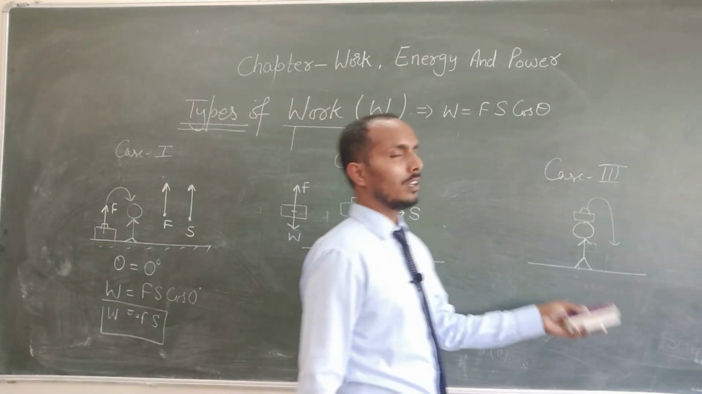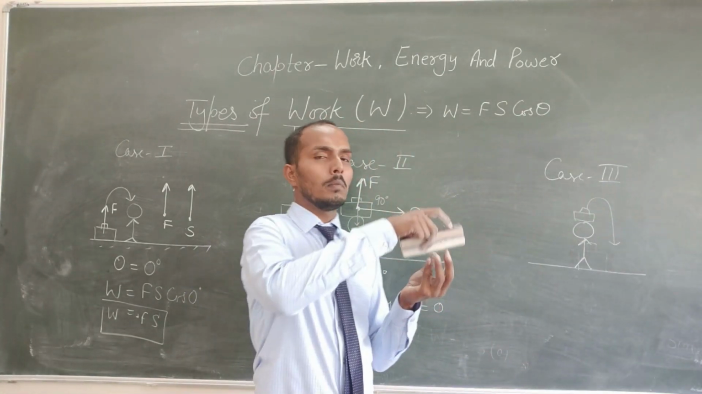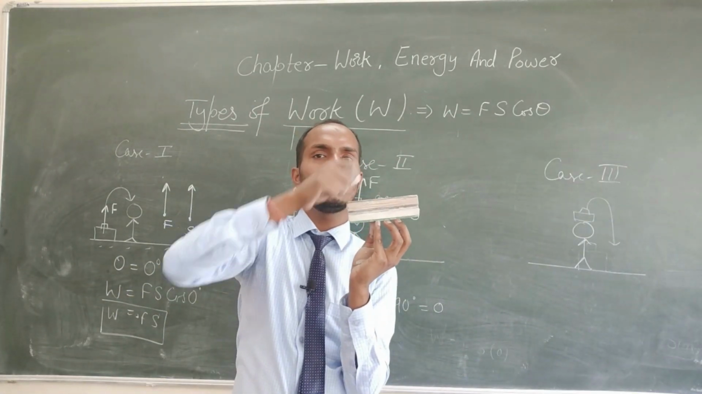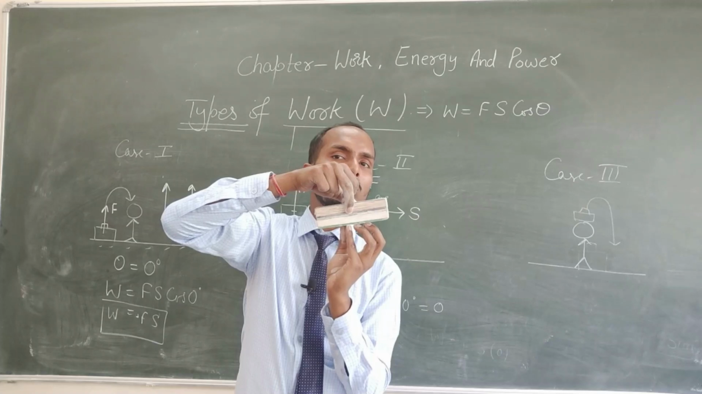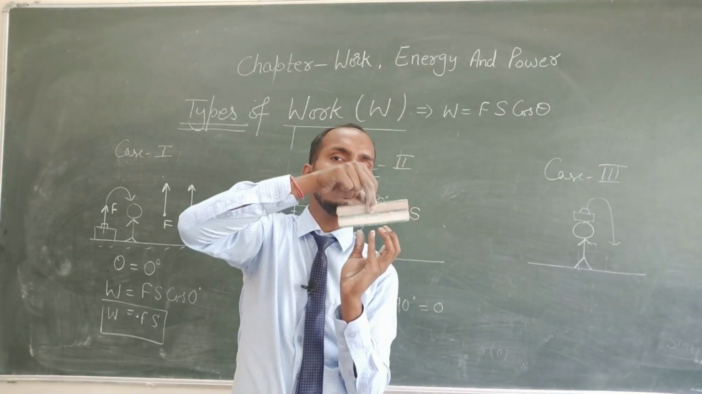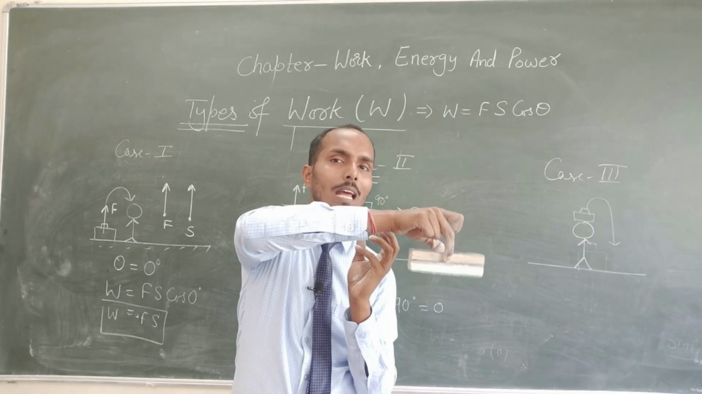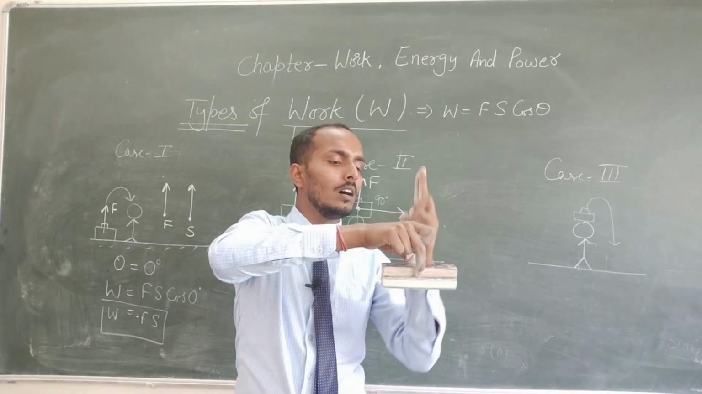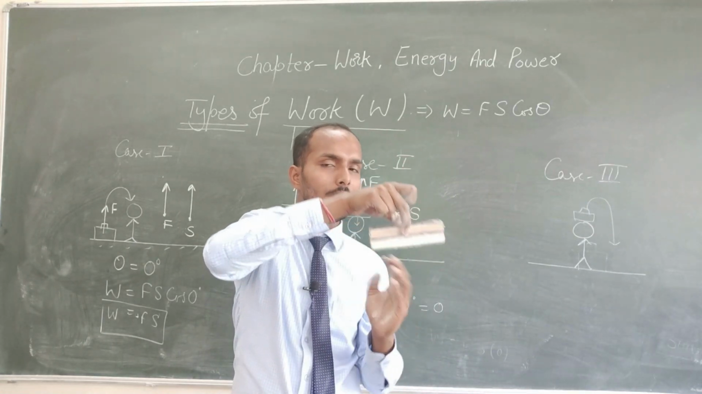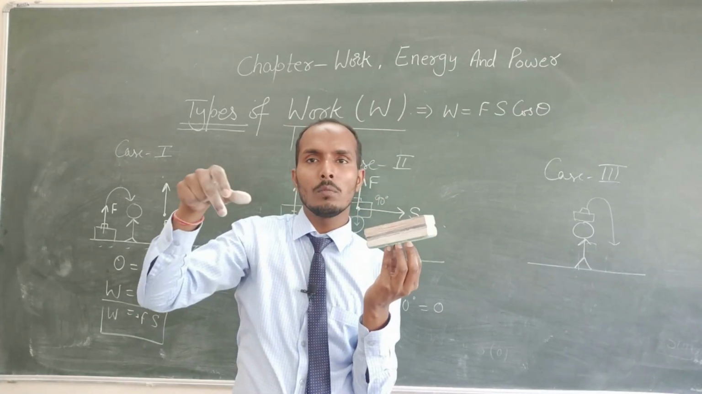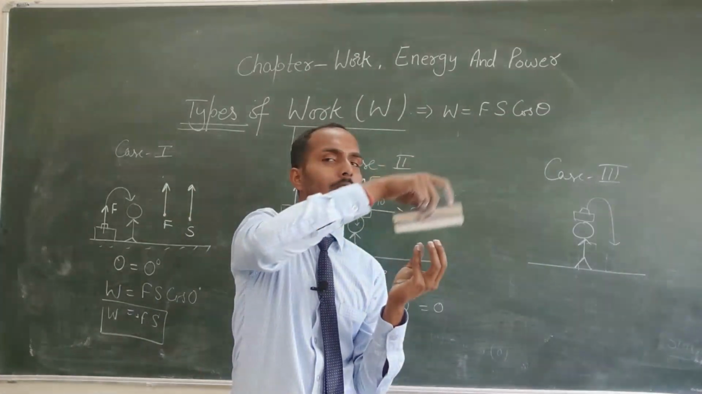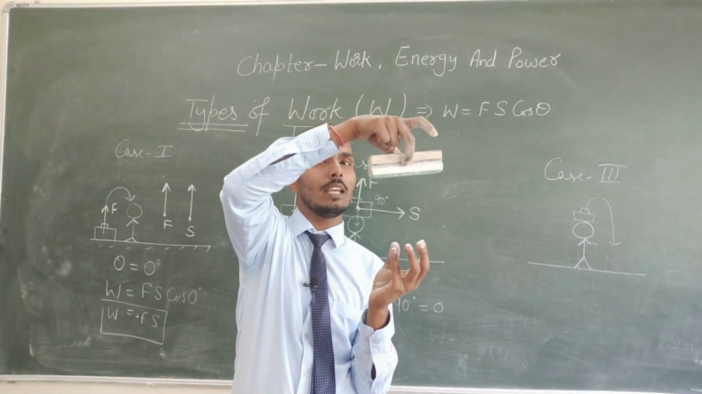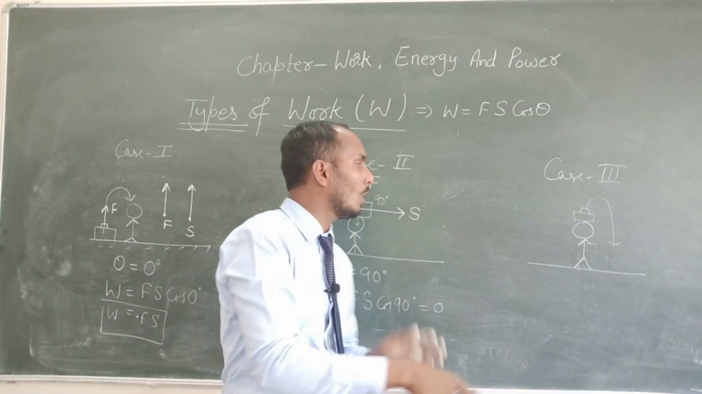Okay, come to the last case. When the porter puts it on the ground, what happens? Focus here. Suppose it is on his head and he wants to put it on the ground. Actually the force applied by the porter is again in the upward direction. If you try to put a book or any object on the ground, you again apply a force in the upward direction, but the body is moving in the downward direction.